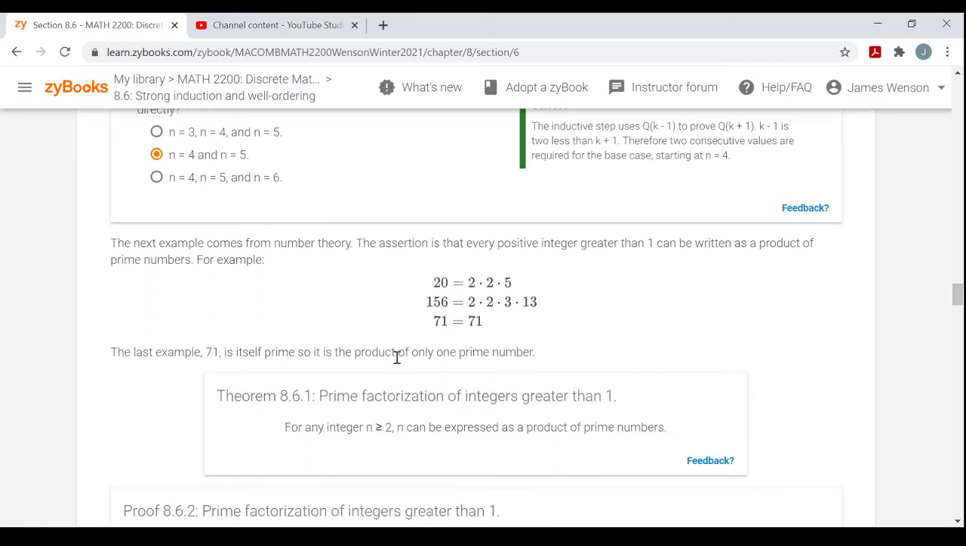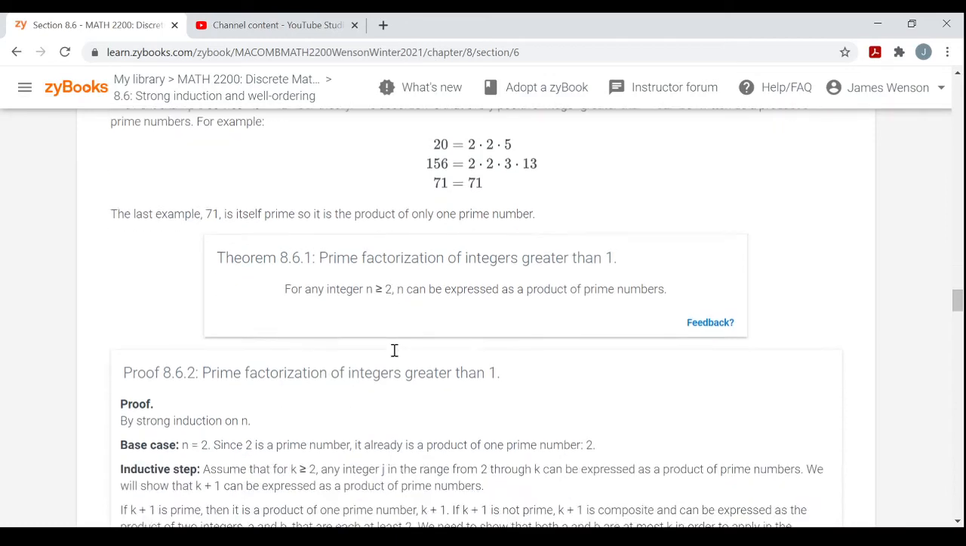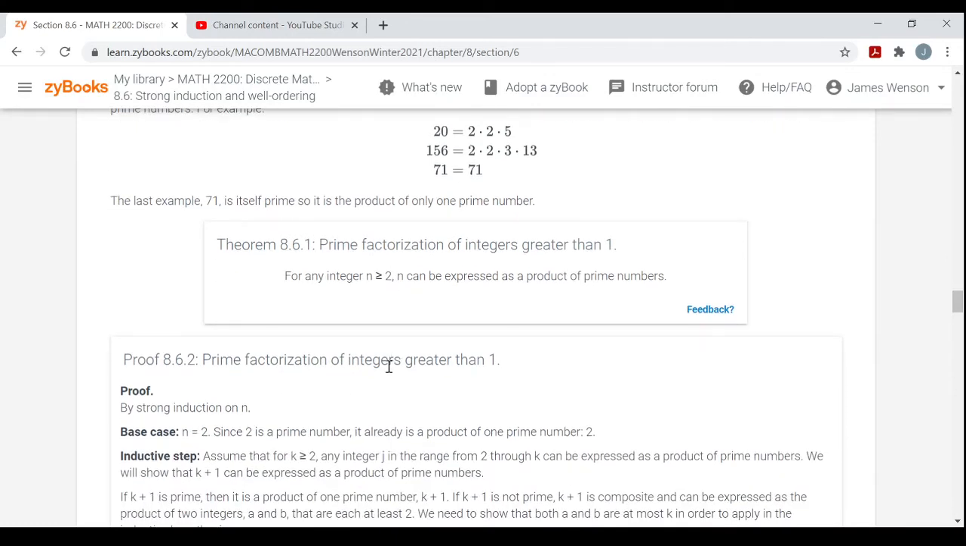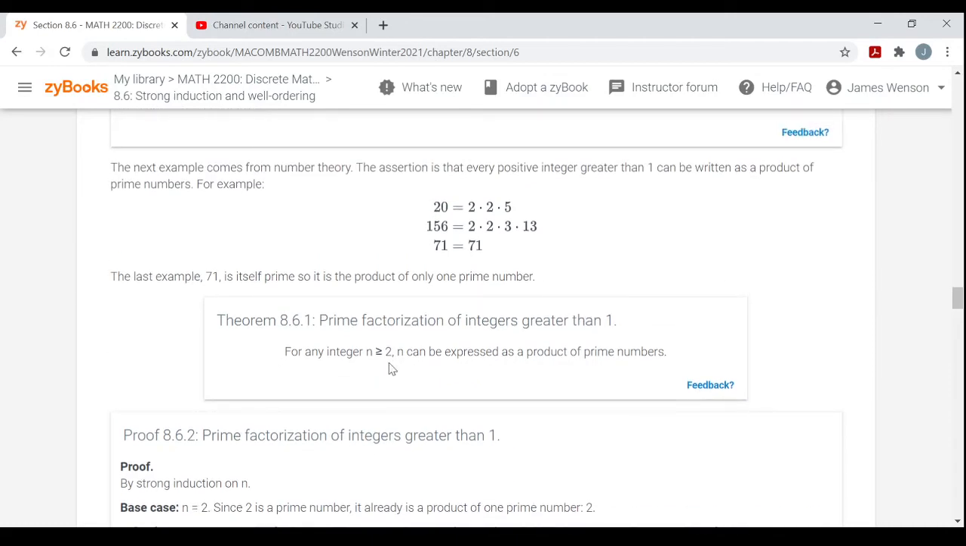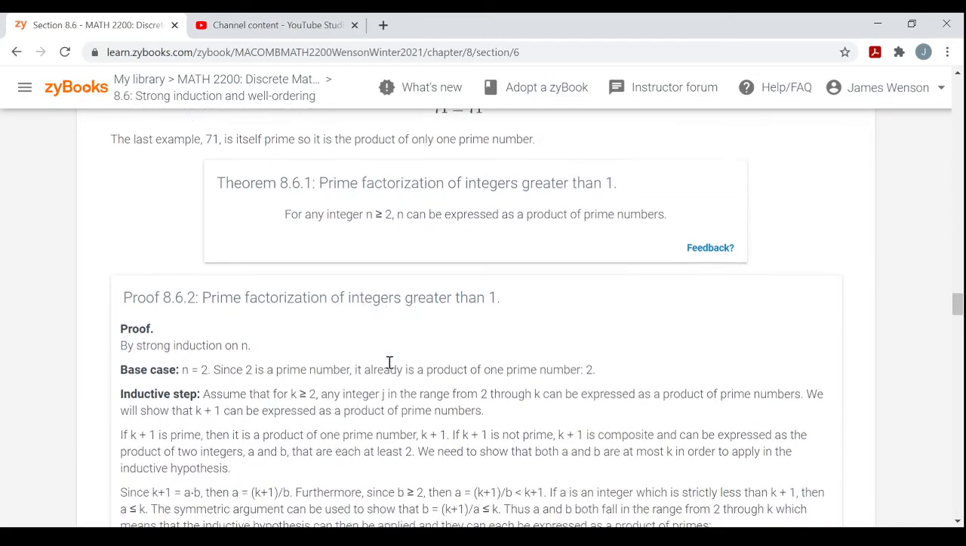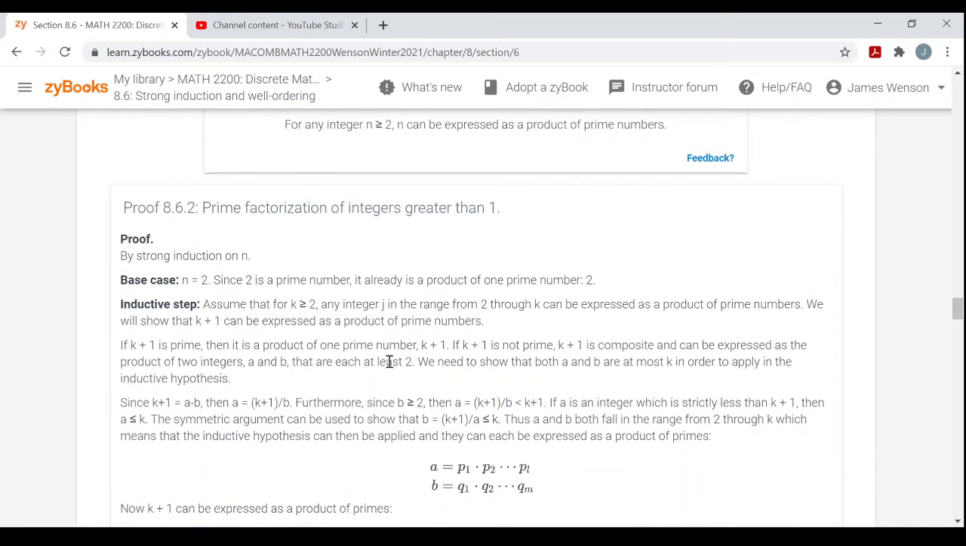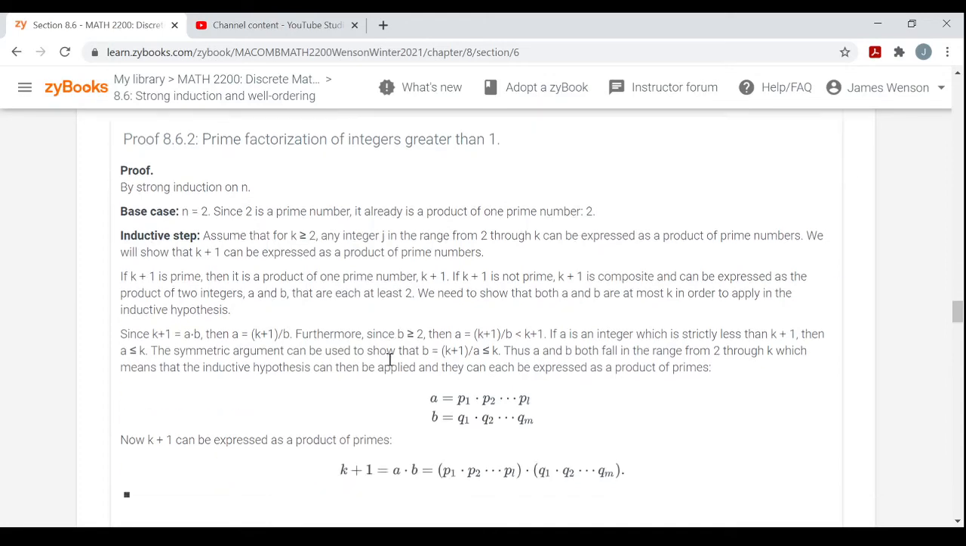Now, I will leave you to read this proof of the prime factorization of integers. This video is almost an hour now. But again, they're using strong induction on the value of n and whether or not it can be expressed as a product of prime factors. All right, so please read through this. They're doing the same kind of proof. It's not like the cans thing exactly, but they're using strong induction to prove that any integer greater than or equal to 2 can be written as a product of prime numbers.